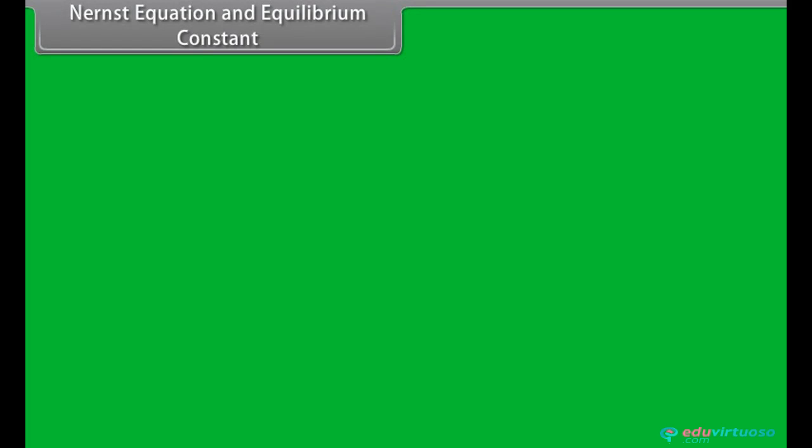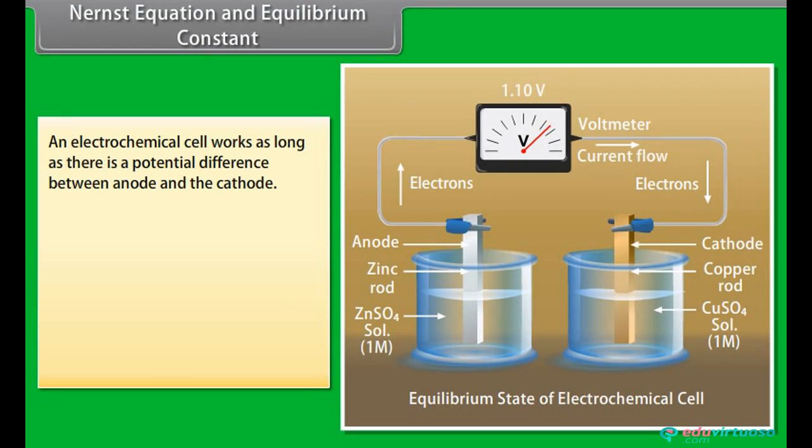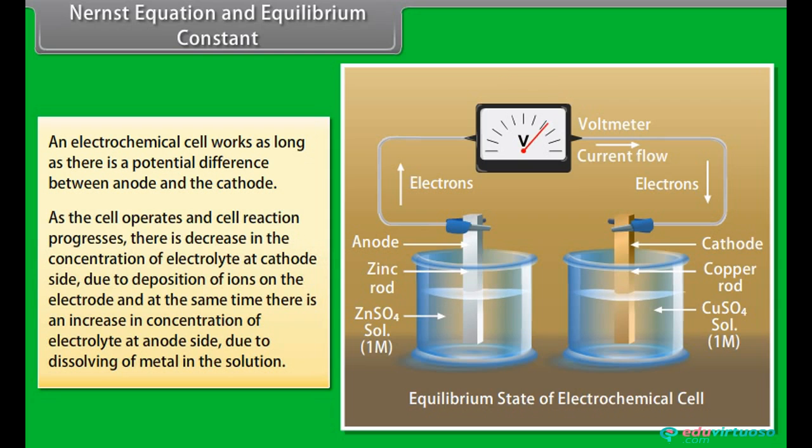Nernst equation and equilibrium constant. An electrochemical cell works as long as there is a potential difference between anode and cathode. As the cell operates and the cell reaction progresses, there is a decrease in the concentration of electrolyte at the cathode side due to deposition of ions on the electrode, and at the same time there is an increase in the concentration of electrolyte at the anode side due to dissolving of metal in the solution. Consequently, the electrode potential of the cathode decreases and that of the anode increases with the passage of time.